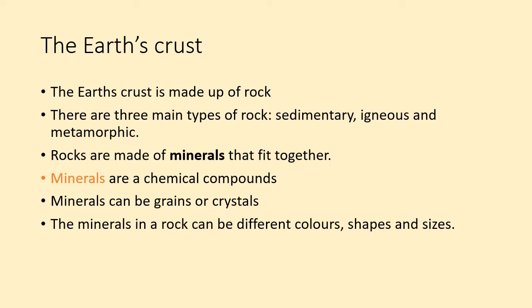Now, rocks are made of minerals that fit together. So rocks look different and will have different colours depending on the minerals inside them. And minerals are just chemical compounds. The minerals can be grainy, so look a bit like sand that's been stuck together, or it can be crystals, so look a bit like gemstones and be very shiny. And the minerals within a rock can be different colours, shapes, and sizes. And different rocks will contain different minerals and therefore be different colours, shapes, and sizes.